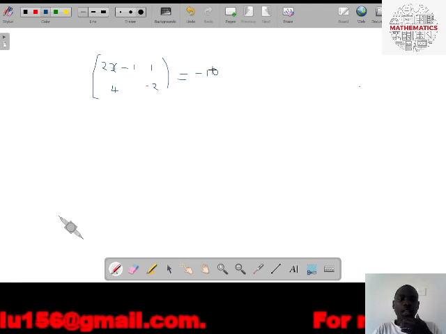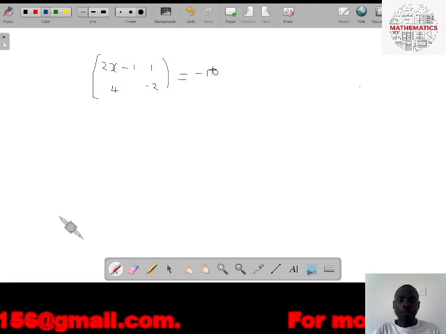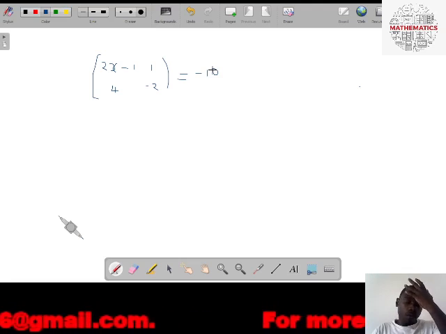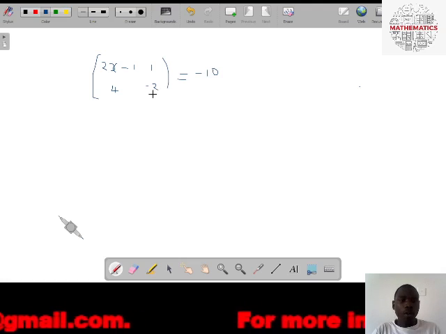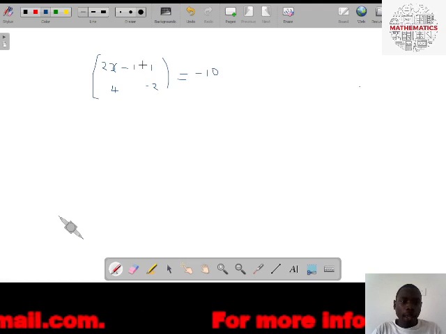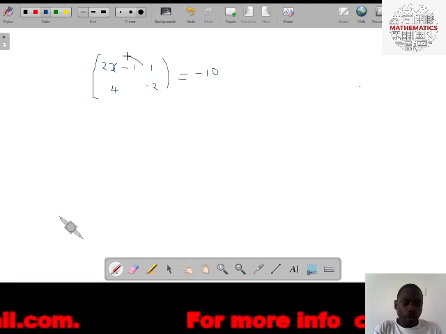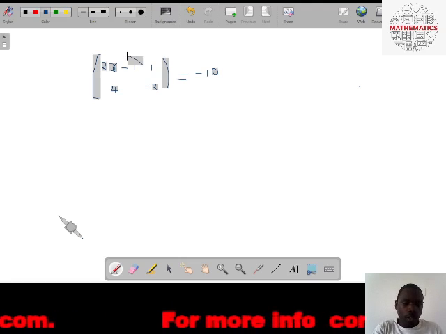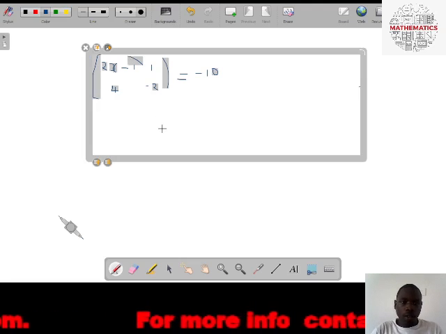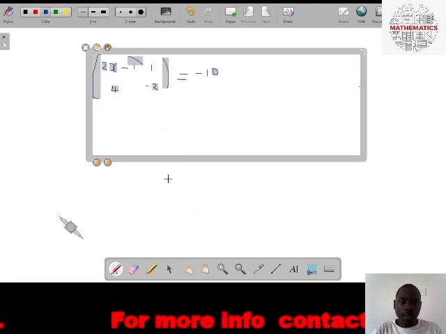So how can we find the value of x? To find the value of x, we are going to multiply the elements in the major diagonal.